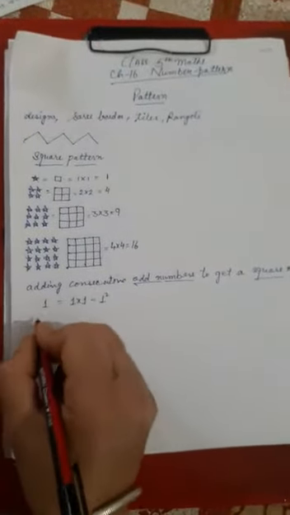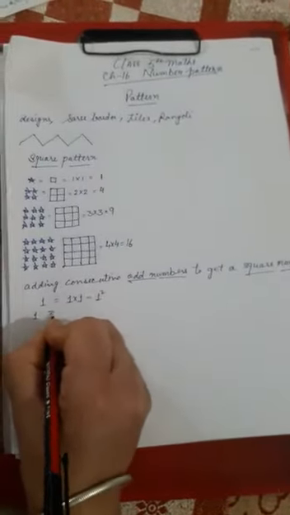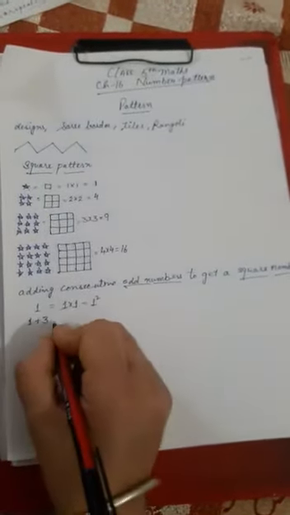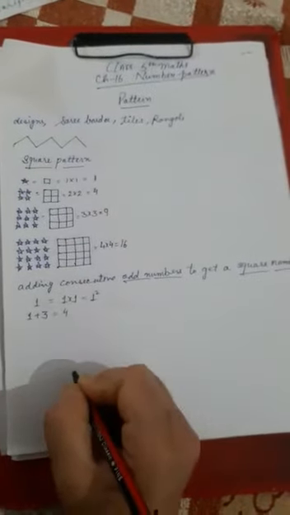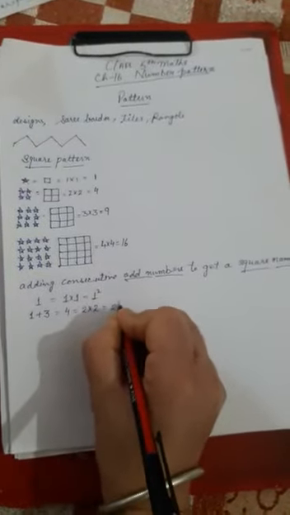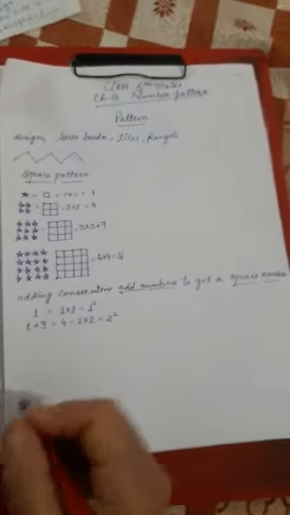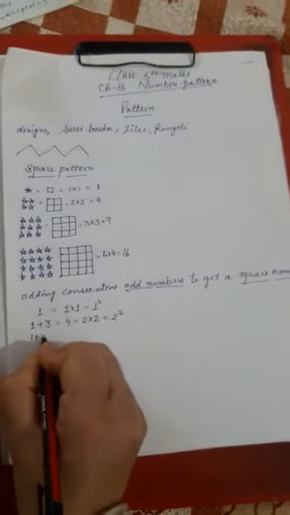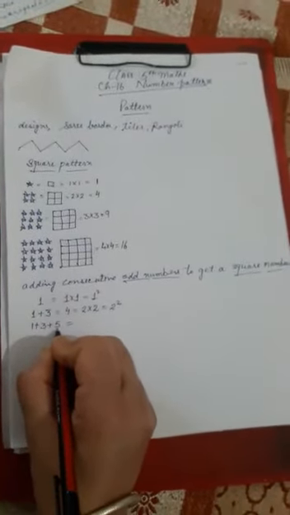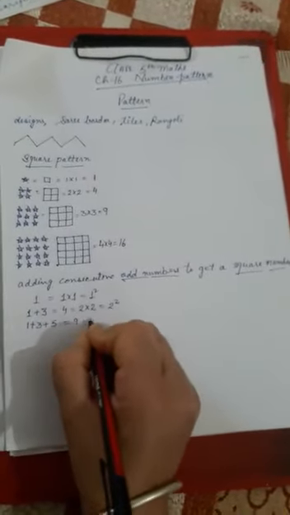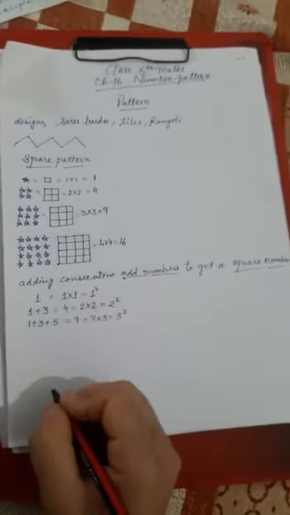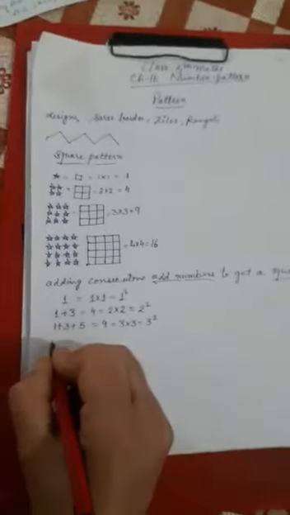Now take 2 odd numbers, 1 and 3. Now add them. 1 plus 3. See what we get. 1 plus 3 is equal to 4. 4 is equal to 2 multiply 2, which is equal to 2 square. Now next time I am taking 3 odd numbers. 1 plus 3 plus 5. 1 plus 3, 4. 4 plus 5, 9, which is equal to 3 multiply 3, 3 square.